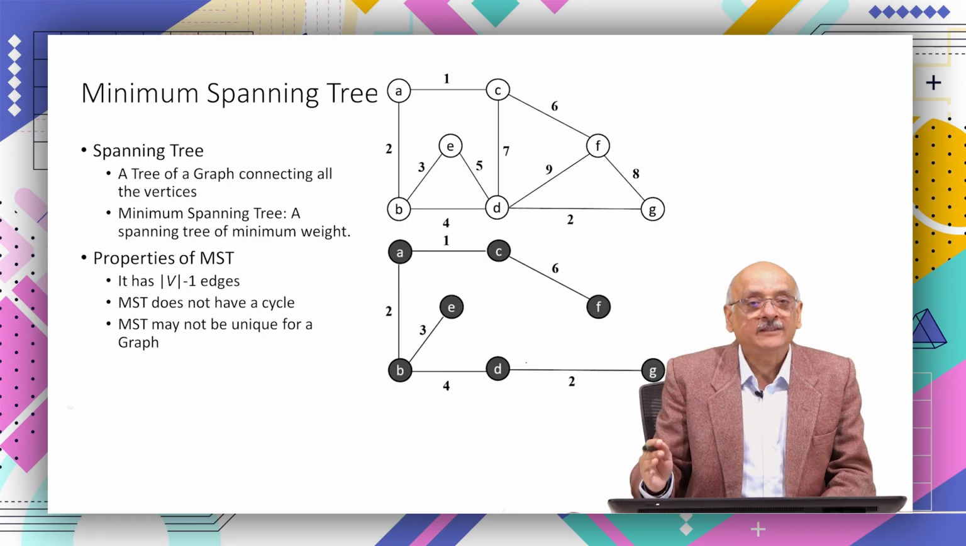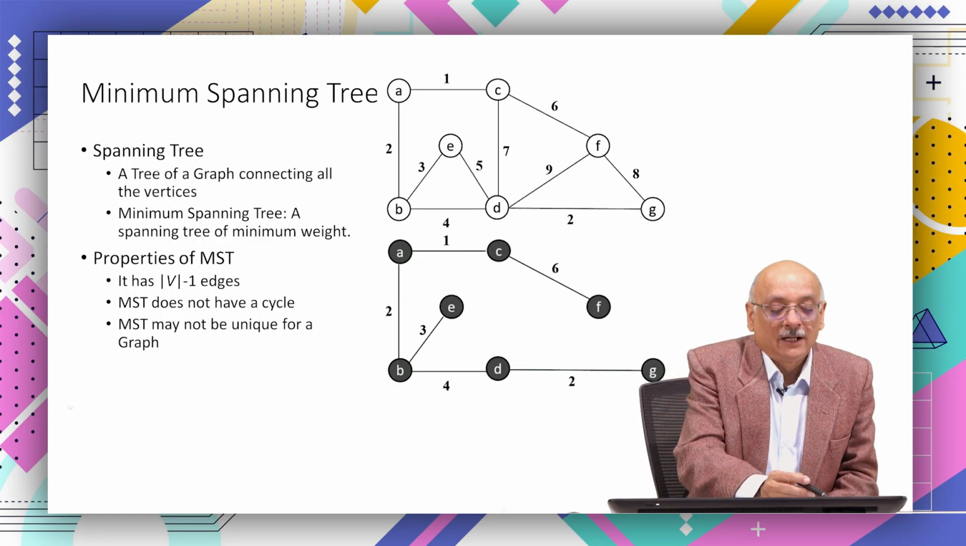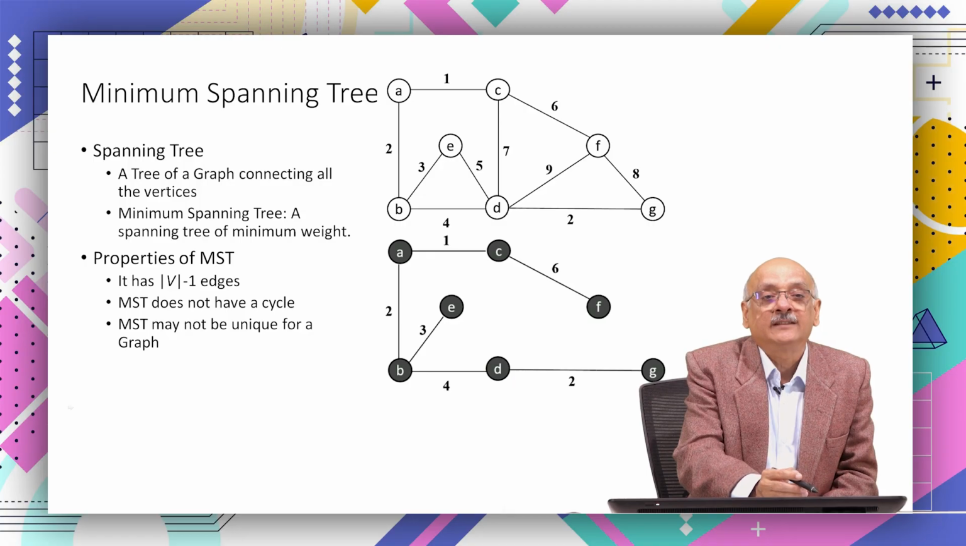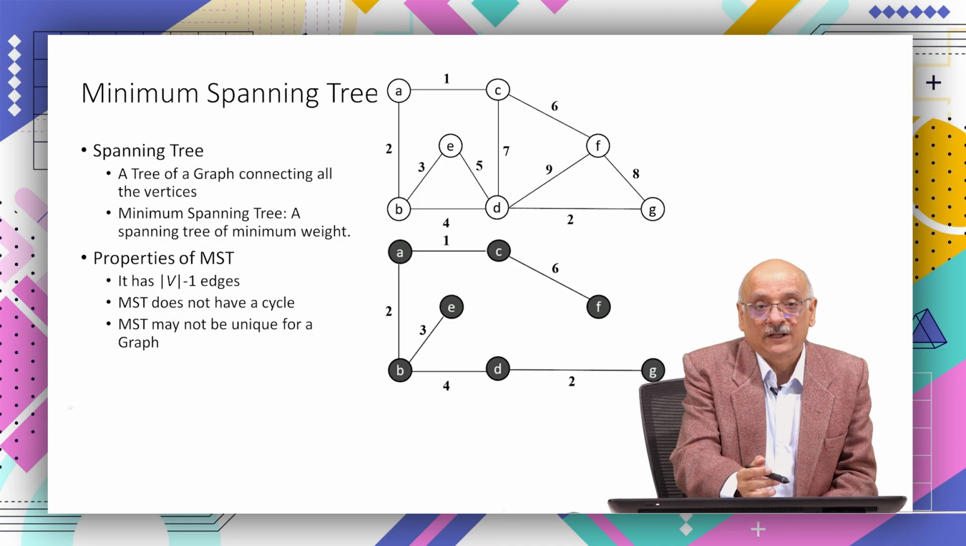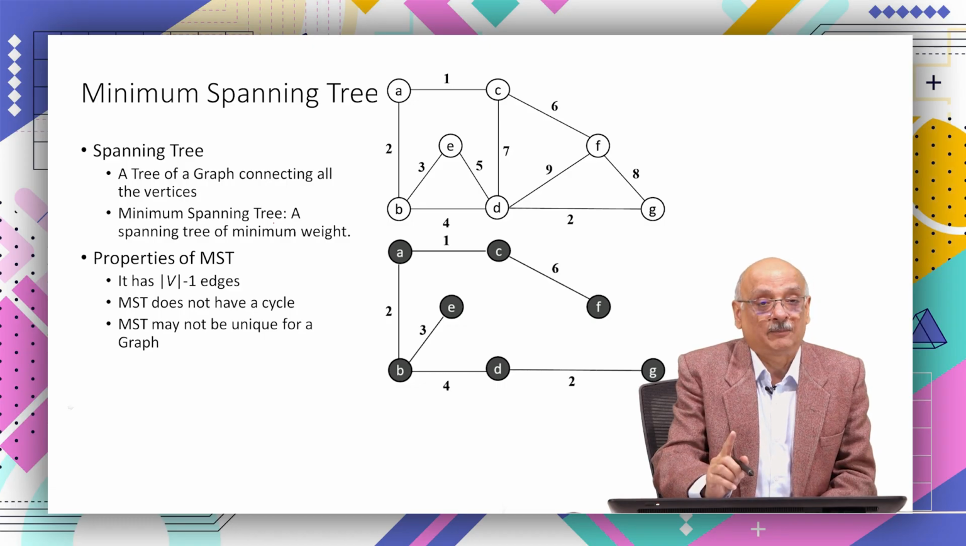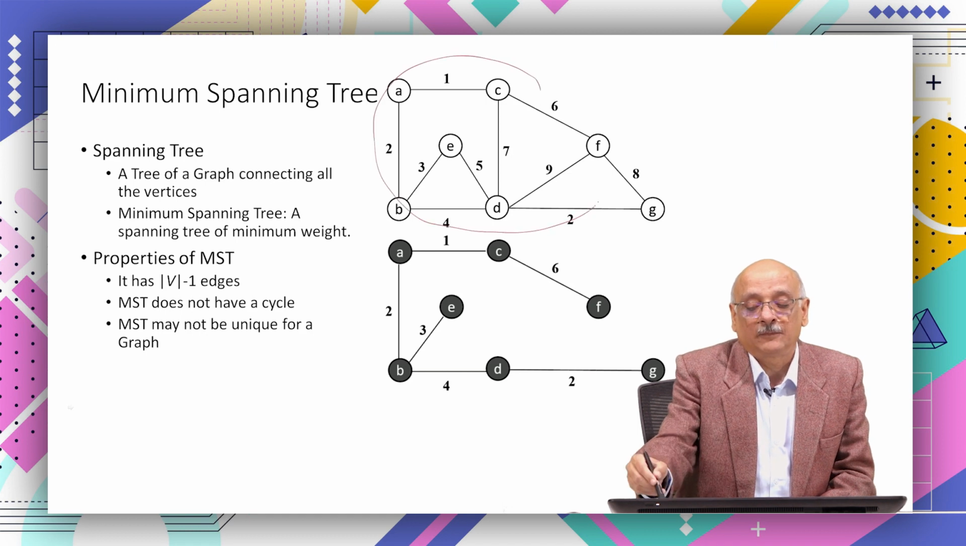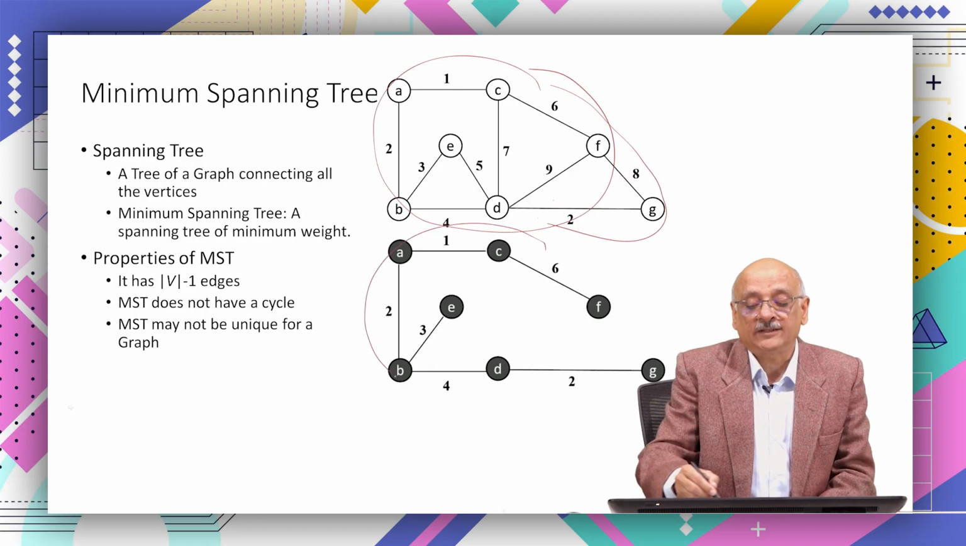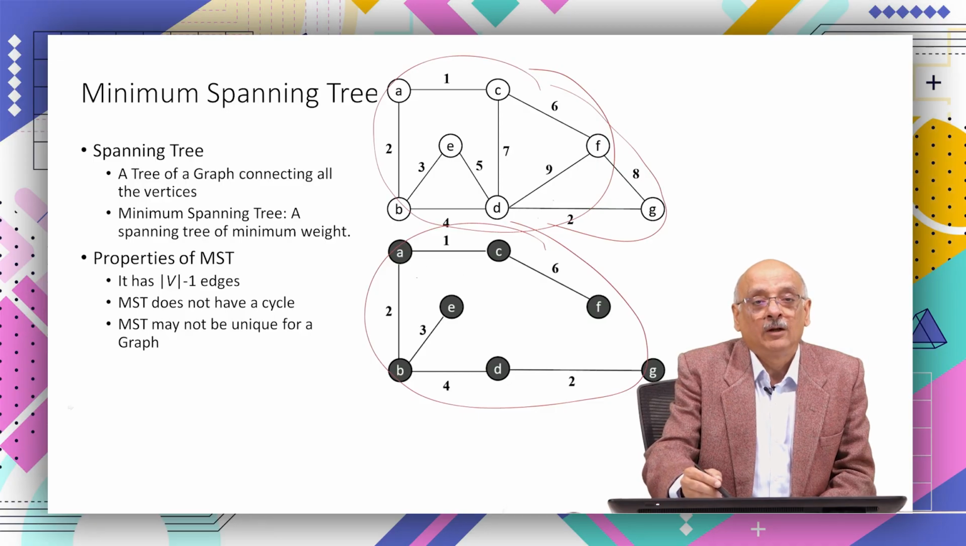All right. What is a minimum spanning tree? Well, a spanning tree basically is a tree of a graph consisting of all the vertices, and a minimum spanning tree basically is the tree with the minimum weight. So if I refer to this particular graph, this complete graph over here, the minimum spanning tree is over here, which basically consists of minimum weight edges in this particular case.